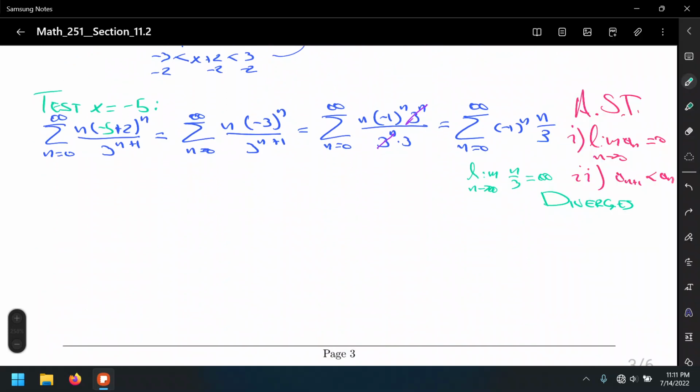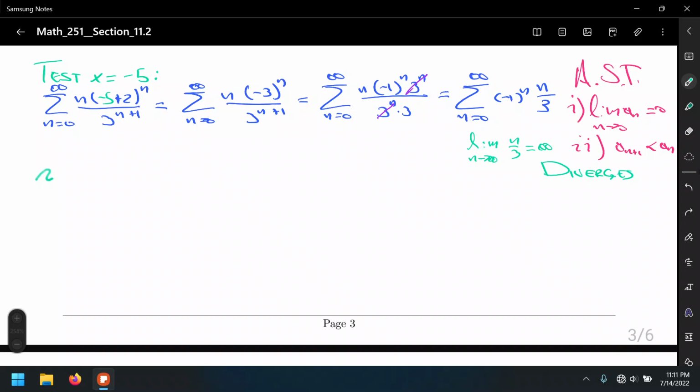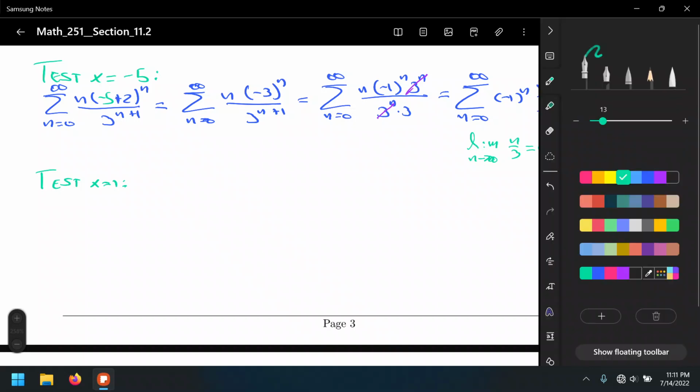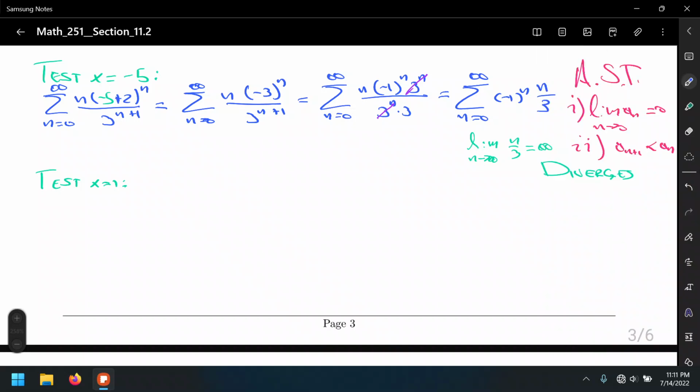Okay, so test x equals 1. And what do we have? So we have sigma n equals 0 to infinity, and that's n times (1 plus 2) to the n over 3 to the n plus 1.